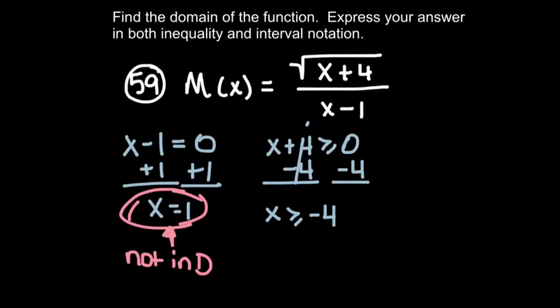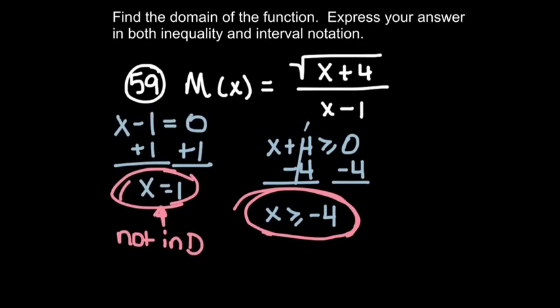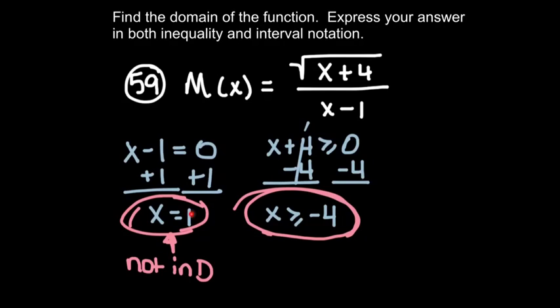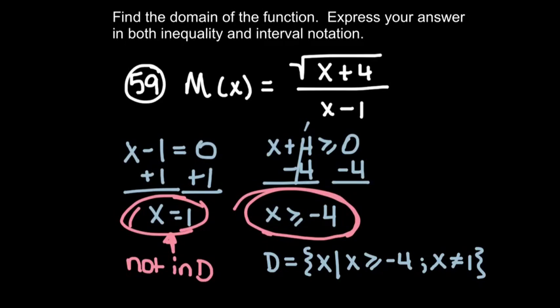So I know now that I have two different restrictions on my domain. X can be any number that's greater than or equal to negative 4, except for this positive 1. That 1 would put a 0 in the denominator, so I have to throw that out. So if I put all this together in set builder notation, I can say that my domain is the set of all x such that x is greater than or equal to negative 4, but then I also want to say that x cannot equal positive 1. If x was positive 1, there would be a 0 in the denominator of that fraction.